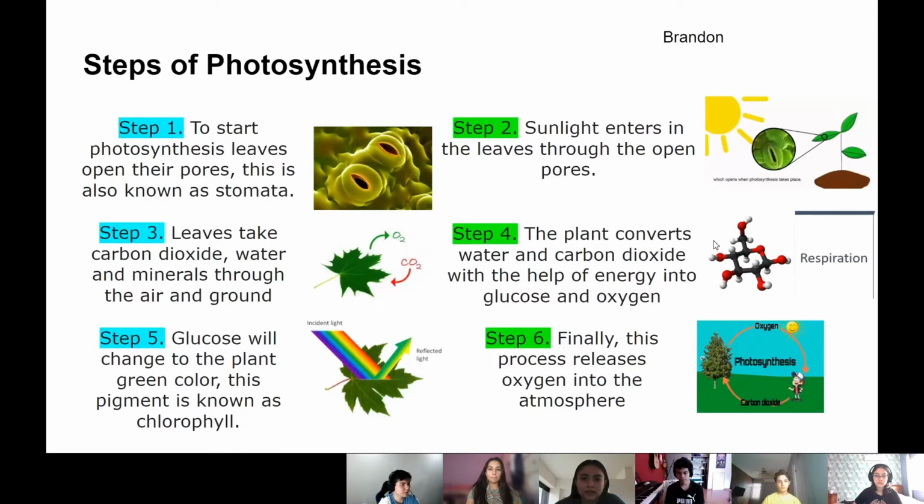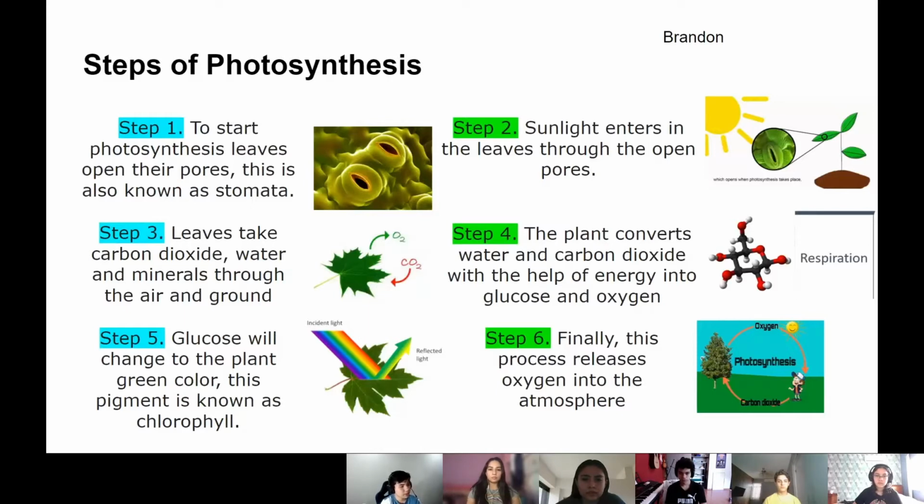Steps of photosynthesis. Step 1. To start photosynthesis, leaves open their pores. This is also known as stomata. Step 2. Sunlight enters the leaves through the open pores. Step 3. Leaves take carbon dioxide, water, and minerals from the air and ground. Step 4. The plant converts water and carbon dioxide with the help of energy into glucose and oxygen.